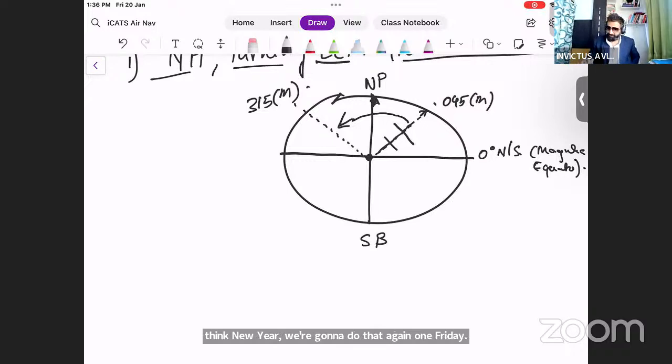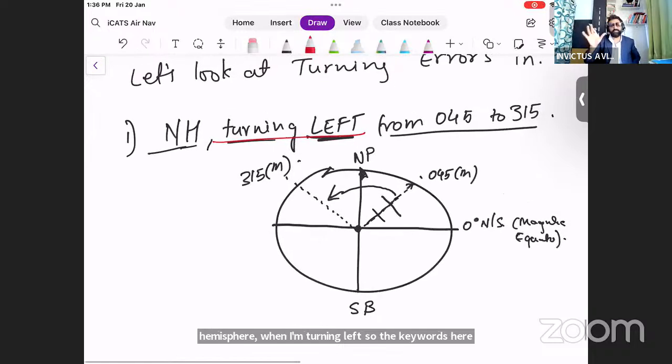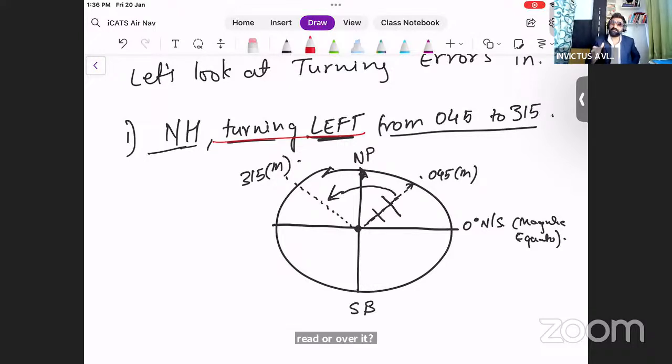I hope you enjoyed. So coming back, in the Northern Hemisphere, when I'm turning left, the keywords here are turning left. And I know my northerly heading bracket is always from 045 to 315. And this is the turn that I'm supposed to take. What will be the indication of my compass? Will it underread or overread? What is the pilot supposed to do? In this case, the pilot is supposed to take an action.